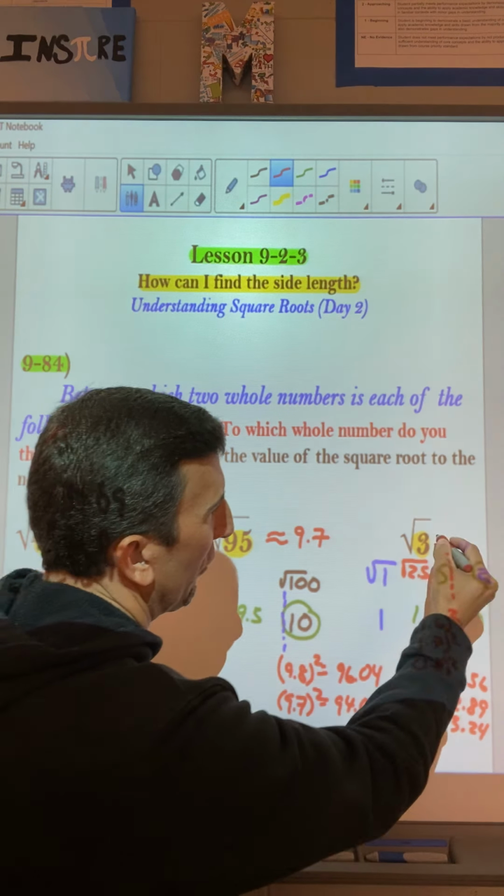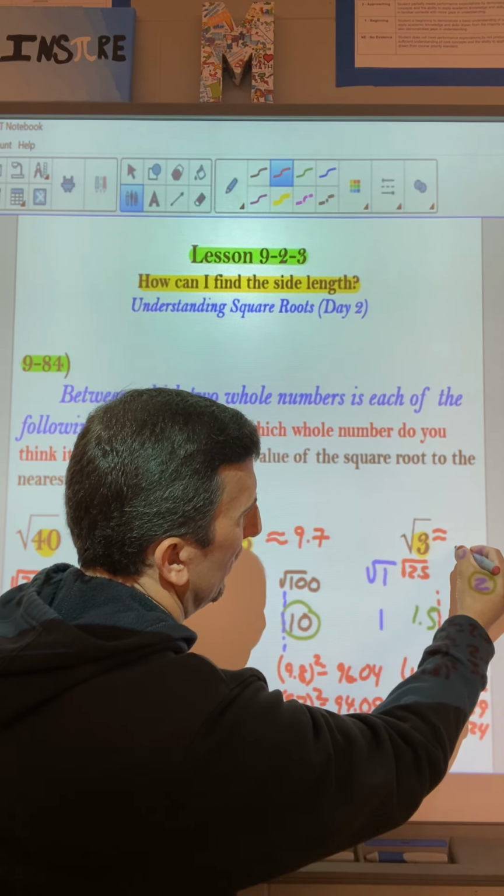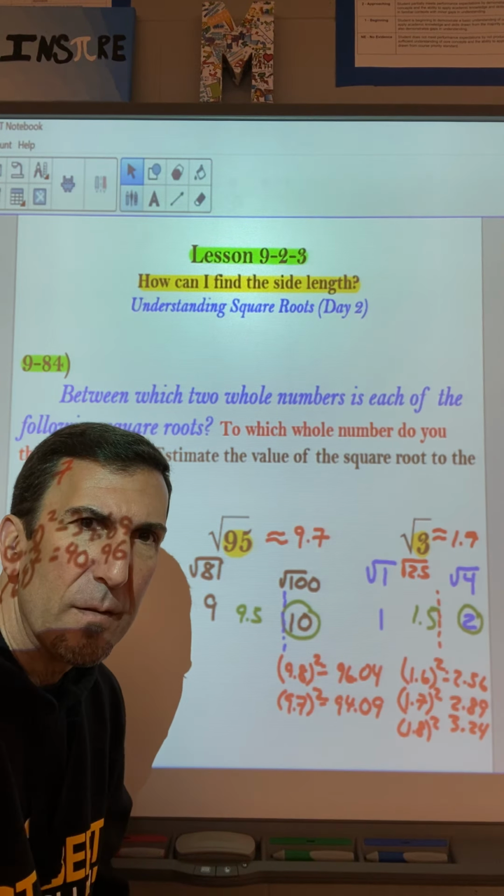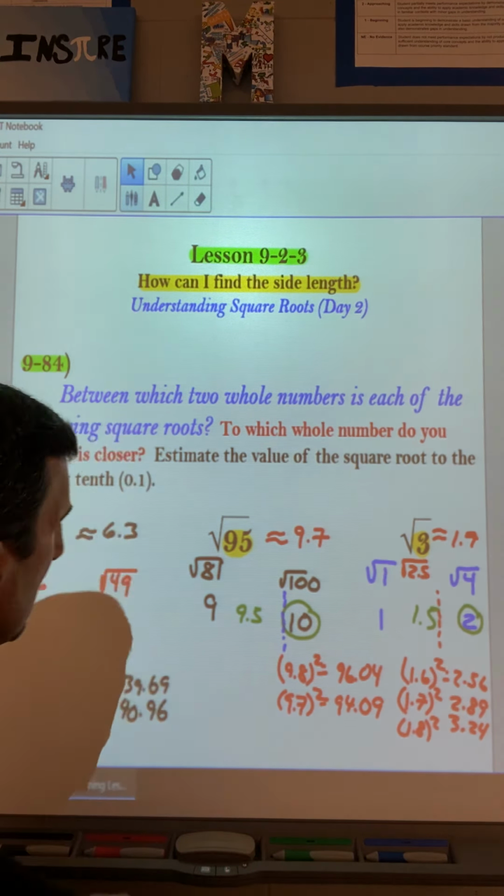So I'm going to go with approximately 1.7, because that one's closer. Does that make sense? Okay, let's jump to the next page.